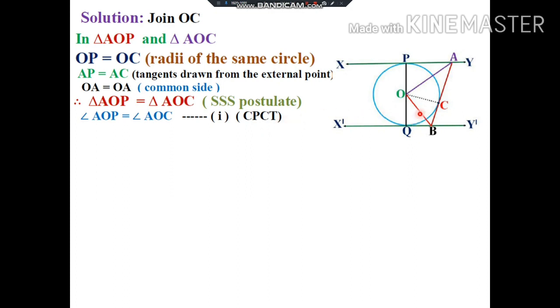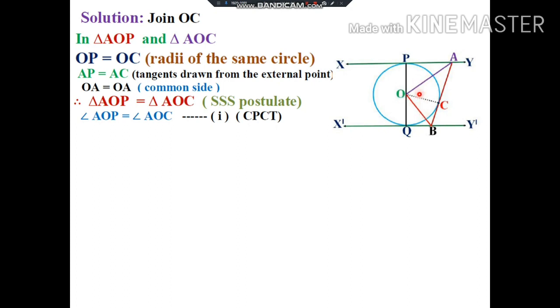Similarly, dear children, you can see here two more triangles. Triangle BOC and BOQ. Can you prove these two triangles as congruent triangles? Yes, surely. Here OQ is equal to OC, radii of the same circle, and BC is equal to BQ, tangents drawn from external point B. Which is the common side here, children? BO is the common side.